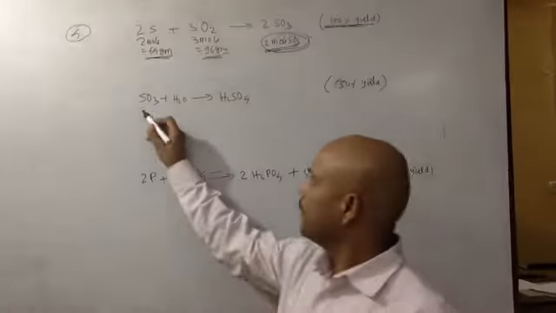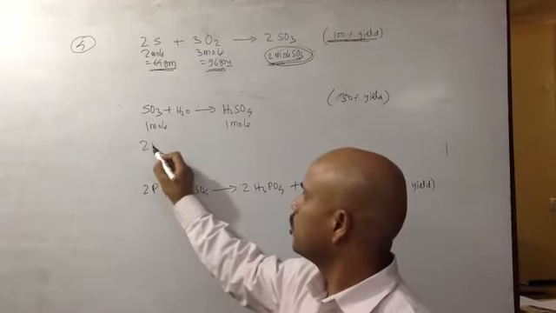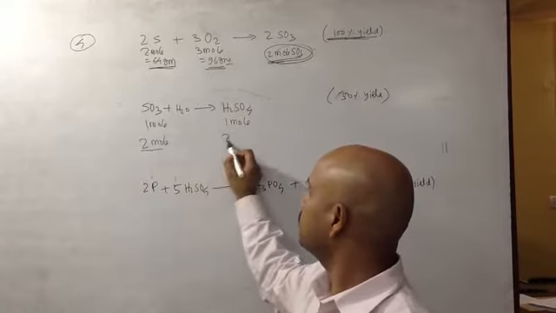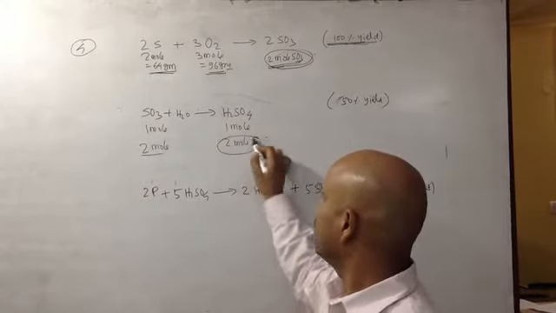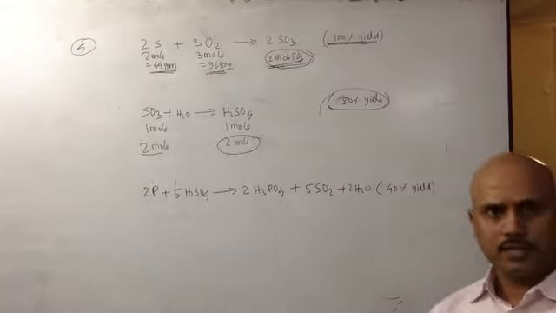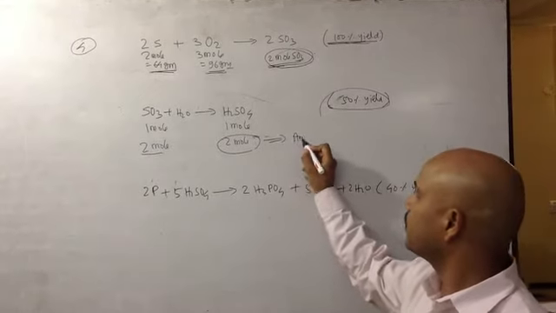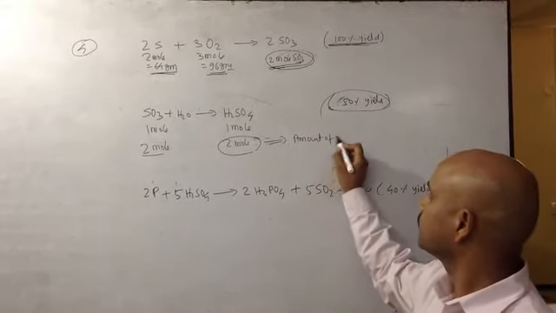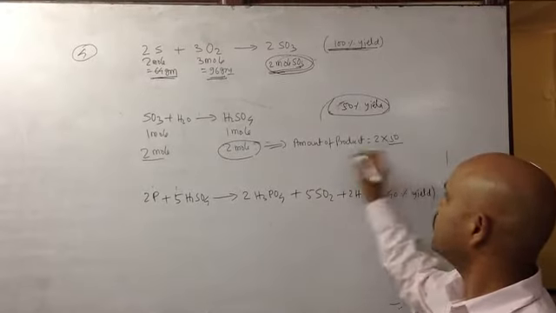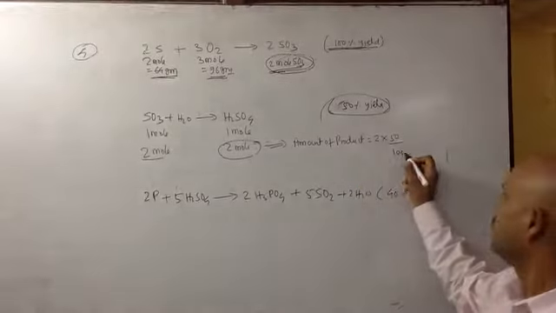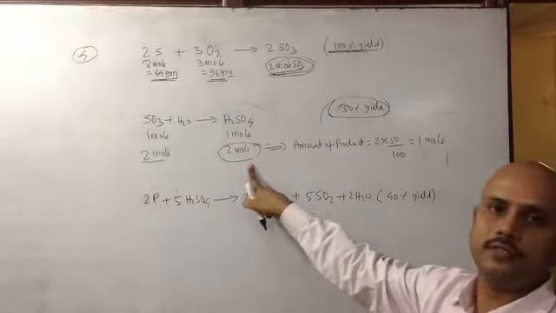Now see here, 1 mole of SO3 produces 1 mole of H2SO4. Therefore, 2 mole of SO3 will produce 2 mole of H2SO4. Now here yield is 50%. It means although 2 moles should form, the amount of product is 50% of 2, which is 1 mole. It means that H2SO4 is 1 mole.